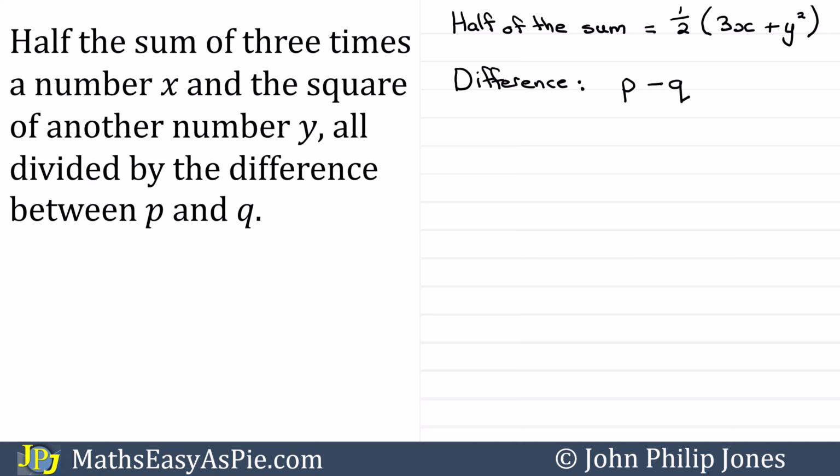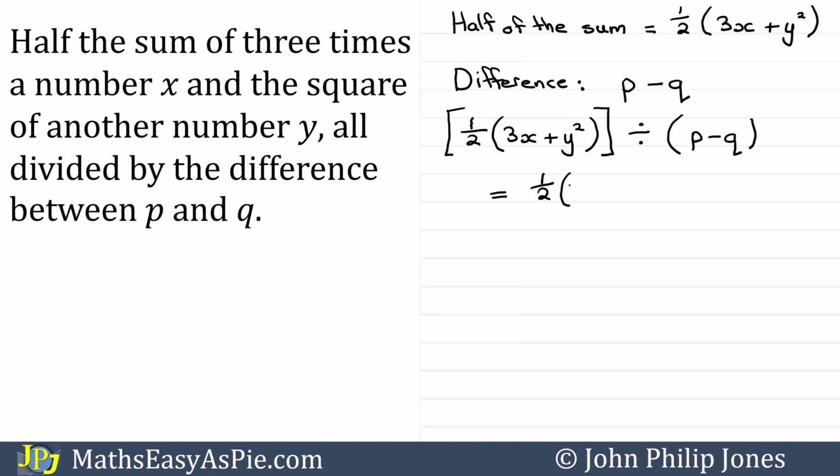I'll just make some room to continue with the solution. So we have 1/2 of 3x plus y squared. All of this is going to be divided by the difference between the p and the q. And you can see I've inserted additional brackets to ensure that the meaning is not lost. Now we can go on to show that this is equal to 1/2 of 3x plus y squared, and all of this will be divided by p minus q.